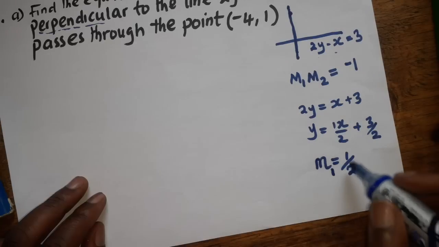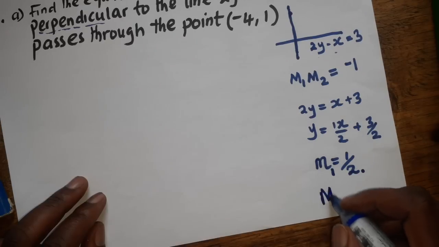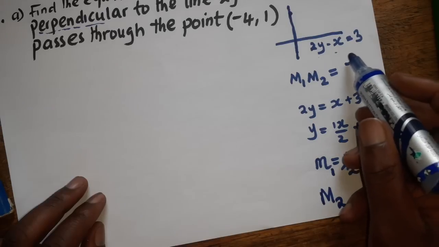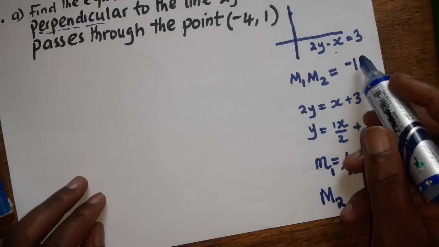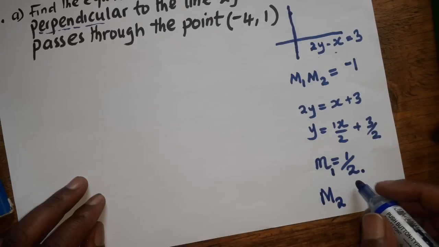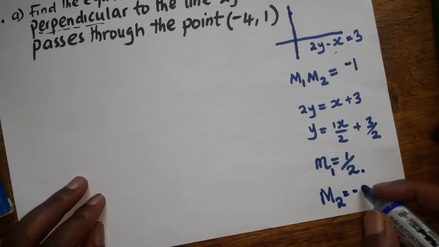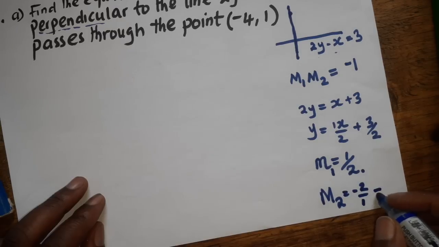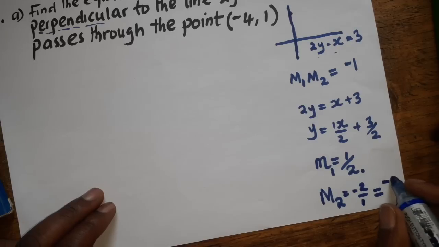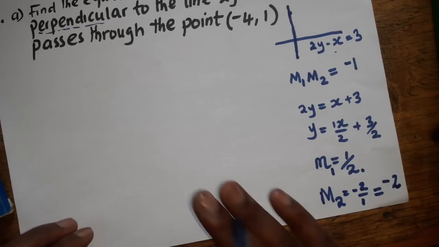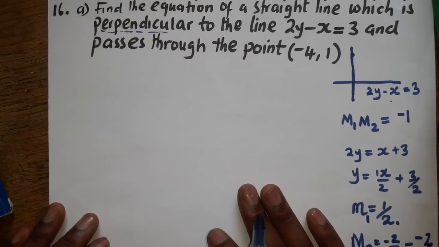So what will be our M2? Already the fact that the product is supposed to be negative 1, our M2 must be negative. So it will be the negative reciprocal of this one, negative 2 over 1, which is just the same as negative 2. All right? I hope this is clear.